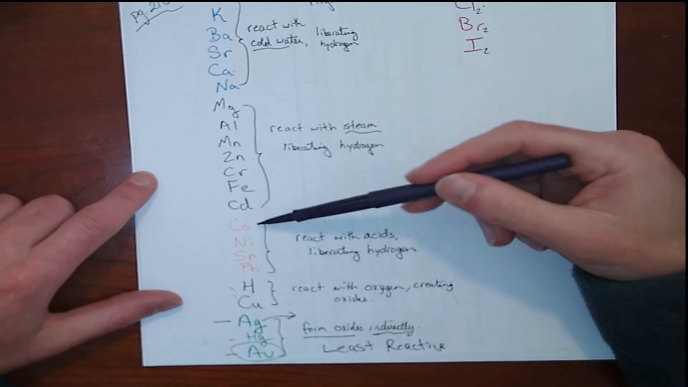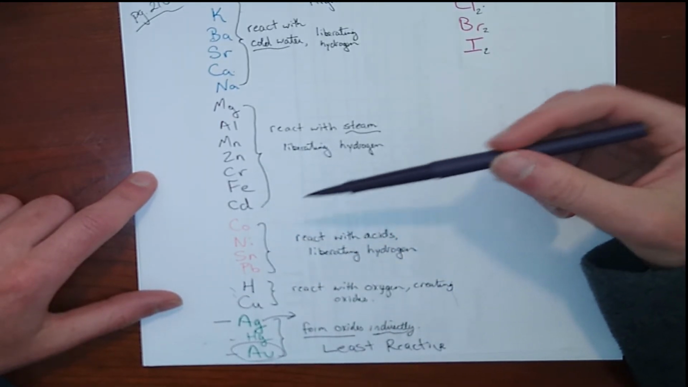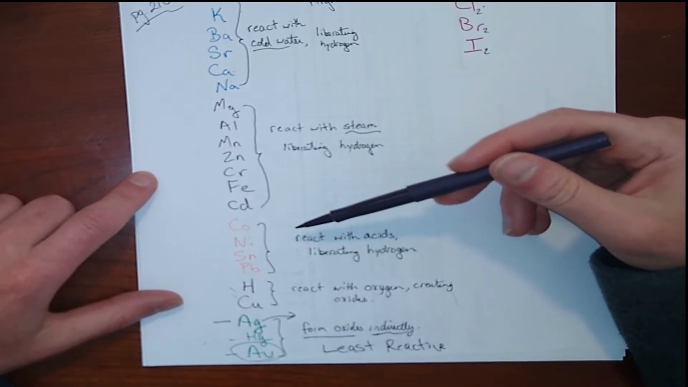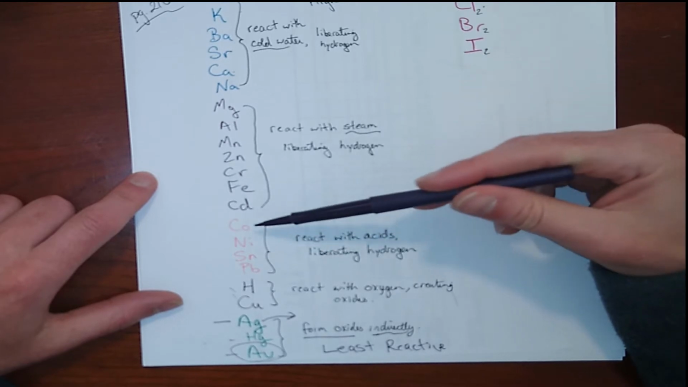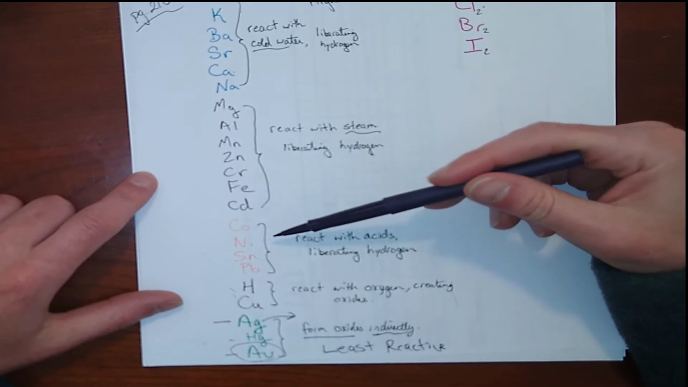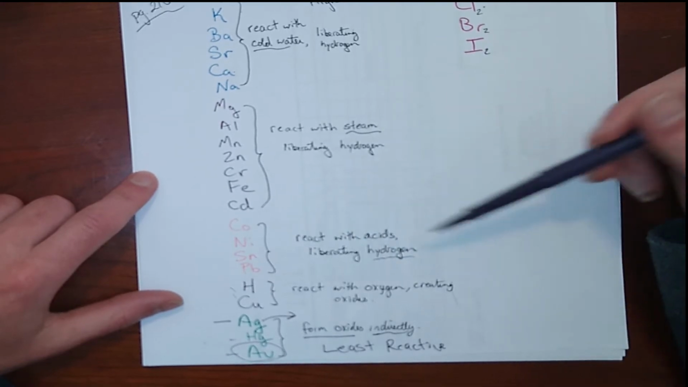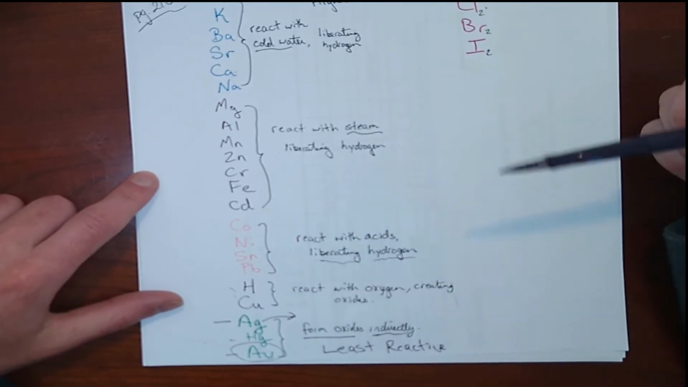The next set of more reactive, more active elements will react with acids. So if I put them in acid, the acids will form salts with them, and hydrogen gas will be released. This is what it means by liberating hydrogen.